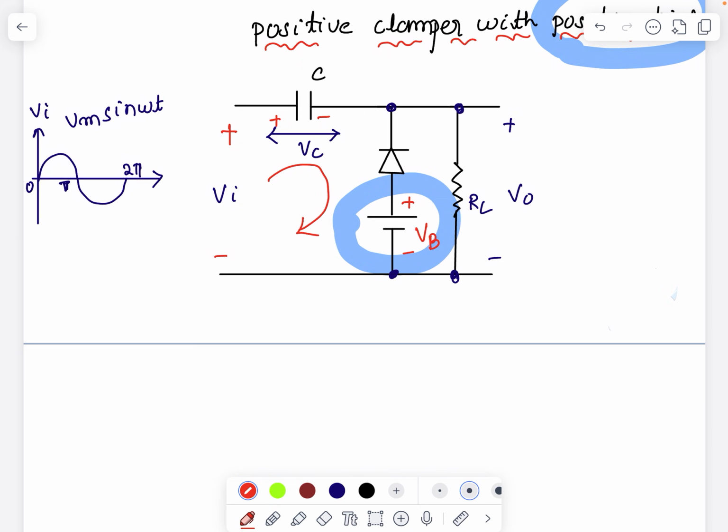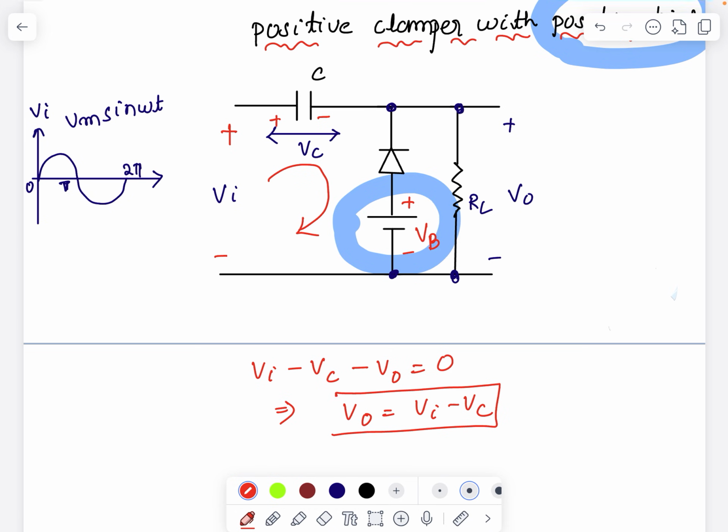So you can write down here minus to plus Vi, then plus to minus Vc. Vc is the voltage drop across the capacitor, as I told. Then across this we have a voltage drop V0, so minus V0 equal to 0. Our main objective is to find out the output voltage V0. So V0 equal to Vi minus Vc. This is the output voltage equation.